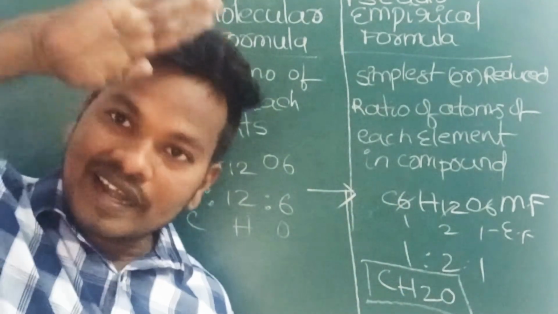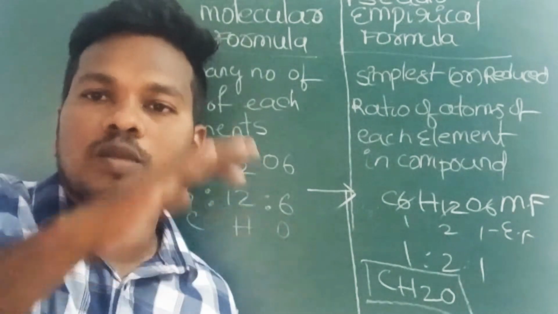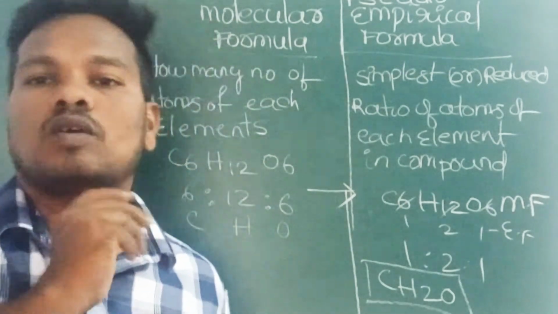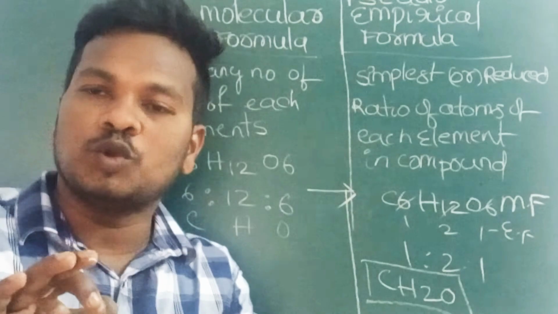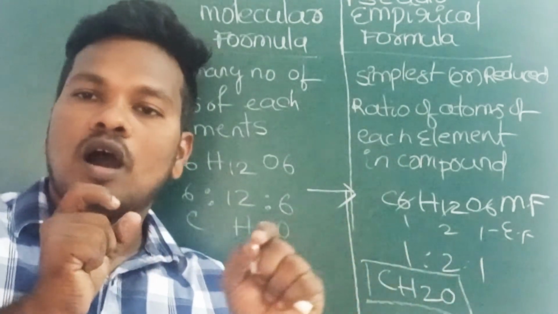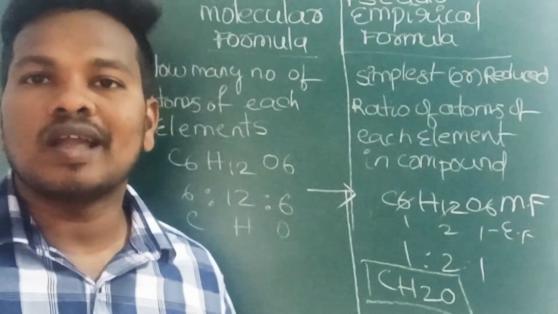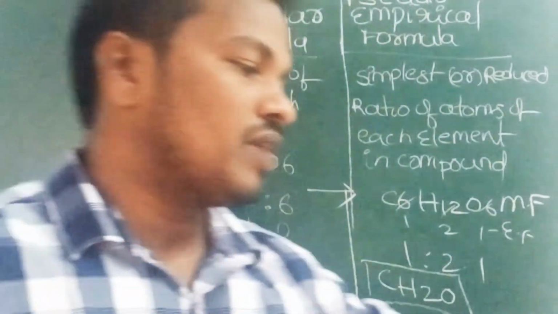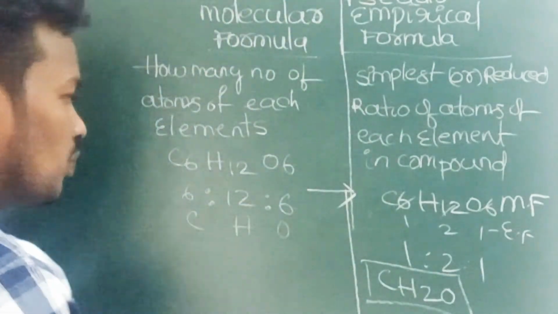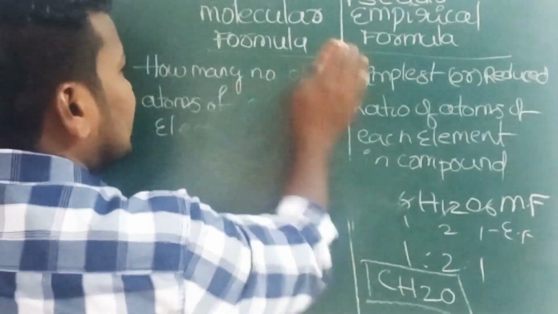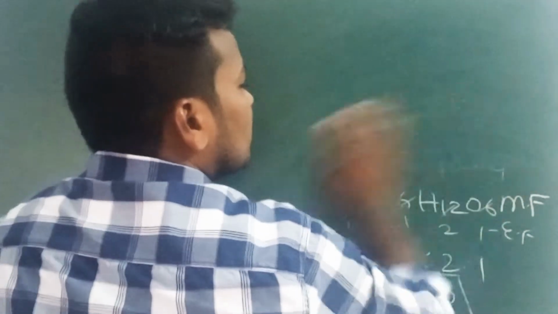You are reducing the ratio of each element present in a compound. That is called the simplest or reduced ratio of atoms of each element in a given compound. That is called empirical. If you want to remember it very easily, go with the simplest reduced one. So I will take another example, then you can understand very easily.